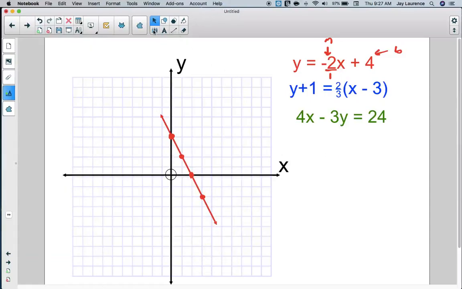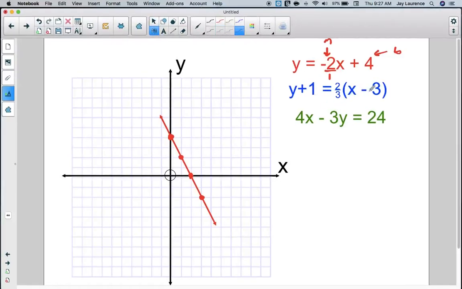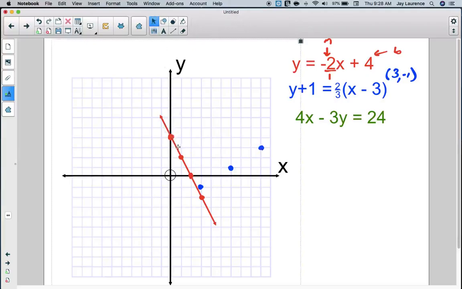All right, very good. The second one, the blue one, if you haven't tried it yet, pause the video. All right, I know it's going through the point 3, -1. So I'm going to find the point 1, 2, 3, -1 is right there. And the slope is 2/3. So I'm going to rise 2, run 1, 2, 3. Rise 2, run 1, 2, 3. And there we go. Now I can draw that line, but I think it might be easier to clone this line. And I'm going to go like that.